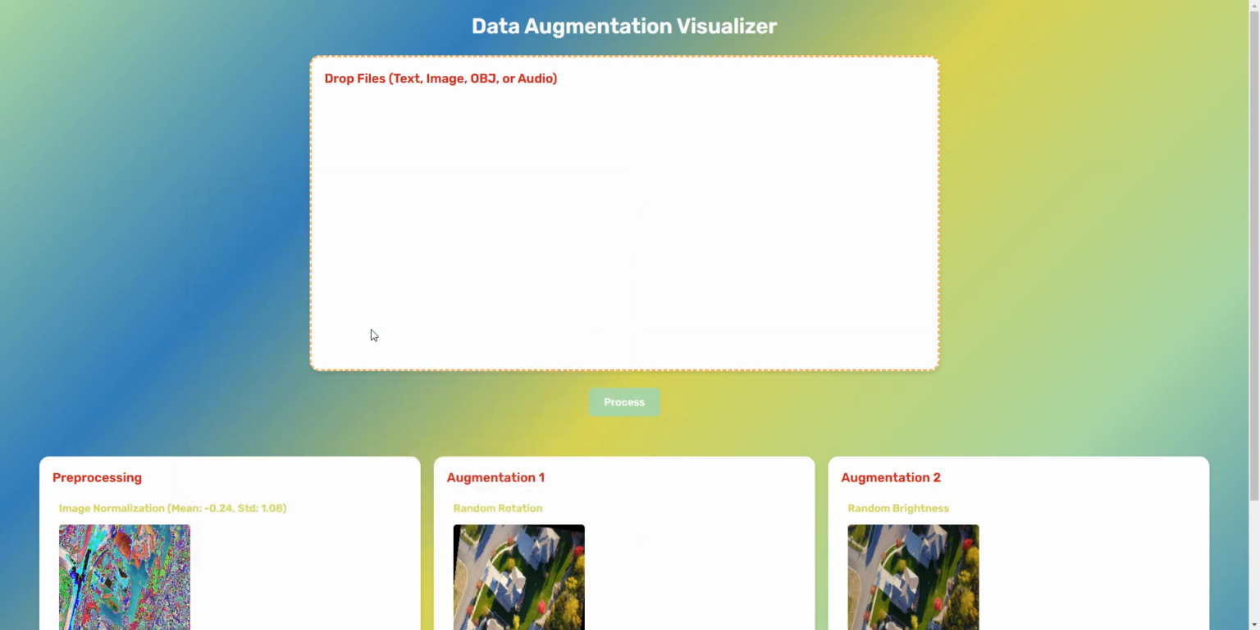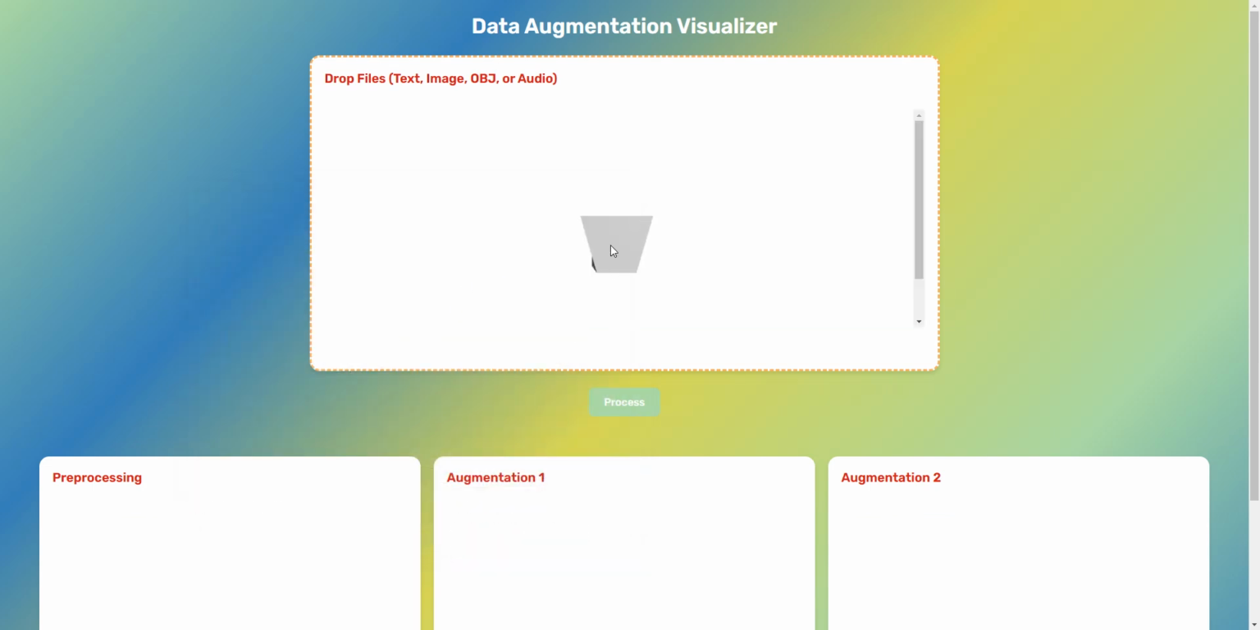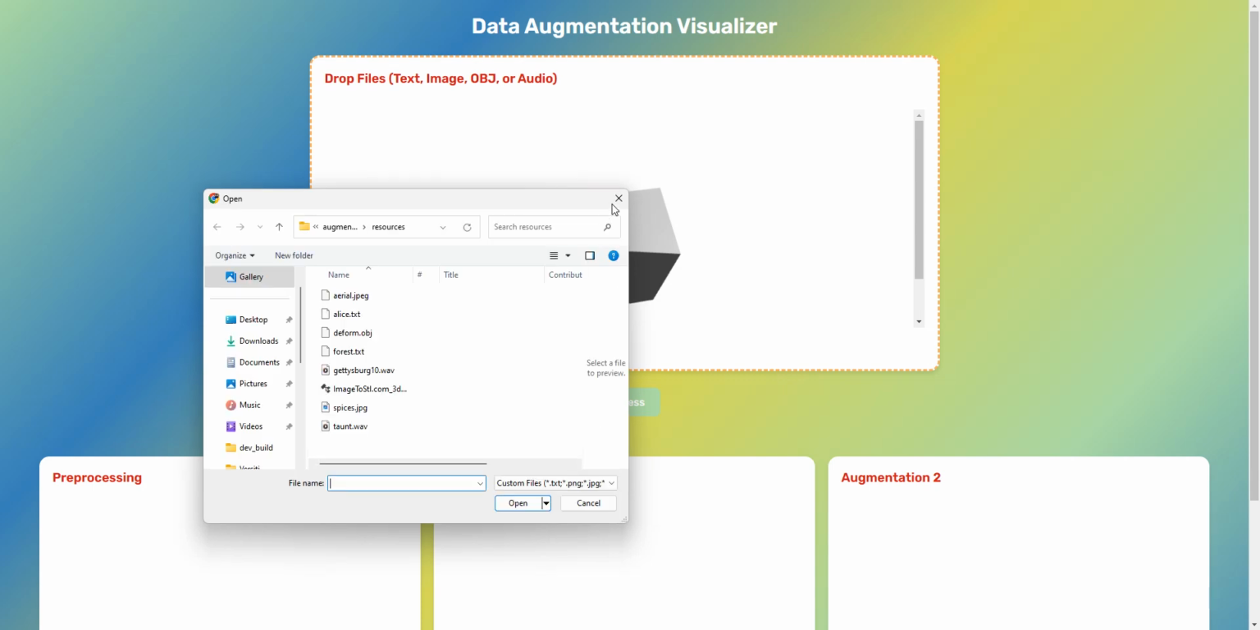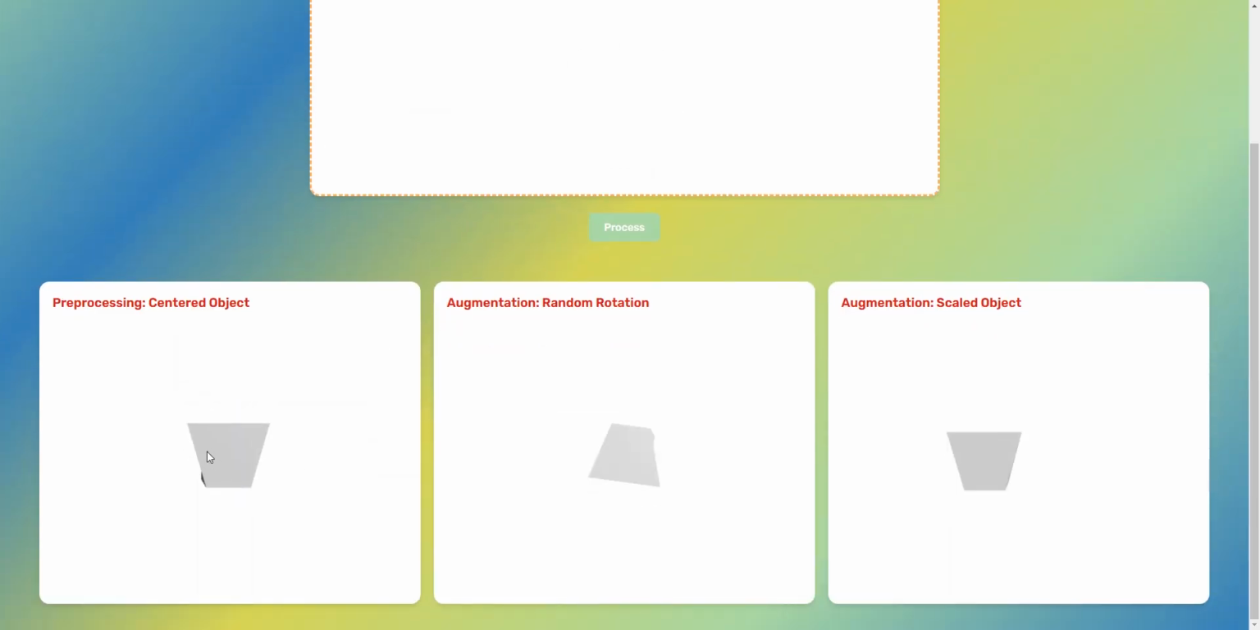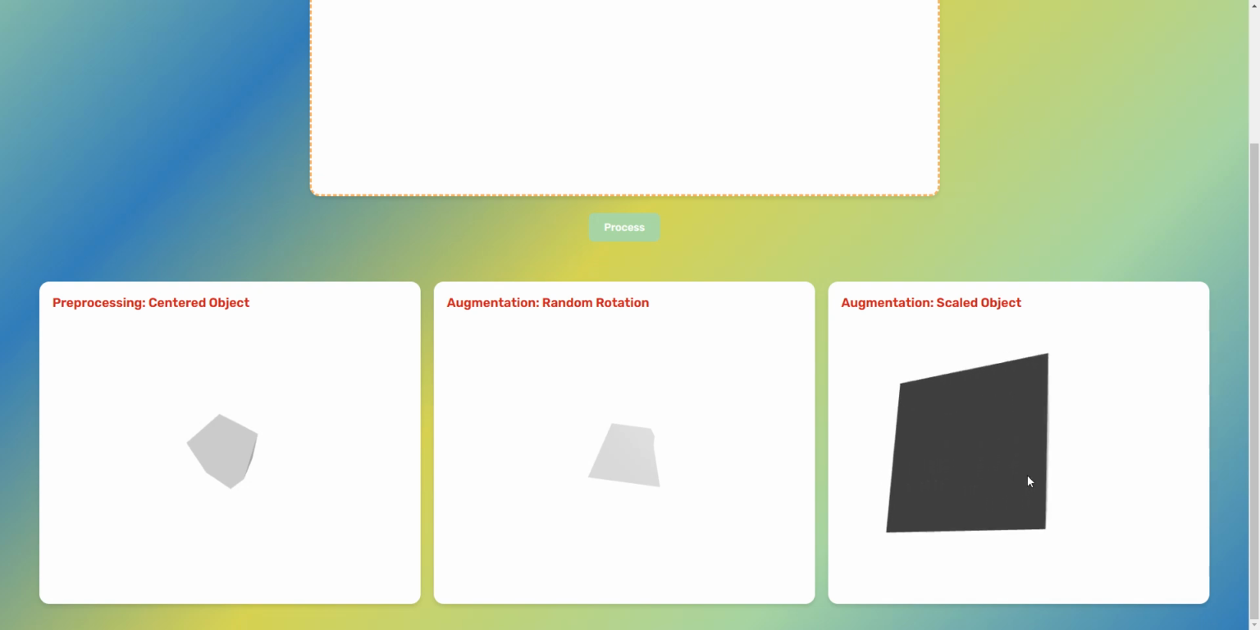Let's take a look at one of the 3D objects. This didn't work out well, but this 3D object looks something like this. When I hit process, during the pre-processing step it is just centering the object, so it is not allowing it to move. And during the augmentation, I'm just giving it a random motion and scaling the object. The scaling is not working really well over here.